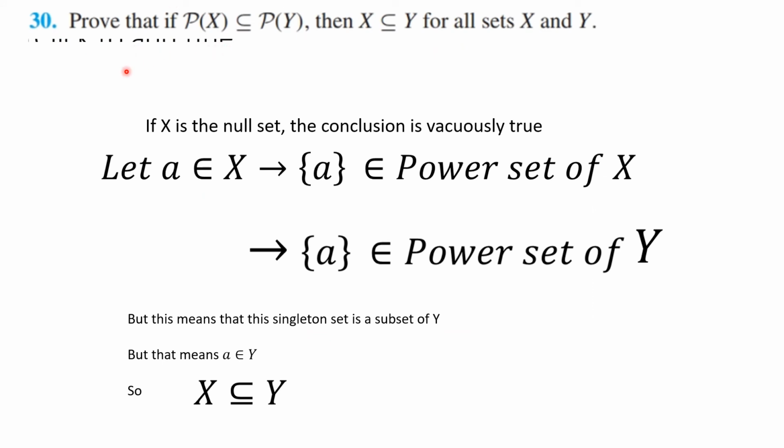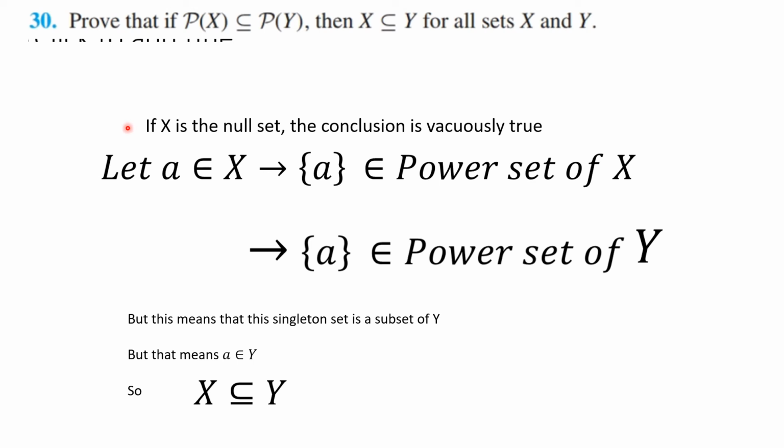I'm going to break this into cases, but the hypothesis is the power set of x is contained within the power set of y. That means if I take something in the power set of x, it also has to be in the power set of y, and we have to know what the definition of the power set is as well. So the hypothesis is that this is true, and the conclusion, what we have to show, is that x is a subset of y for all sets x and y.